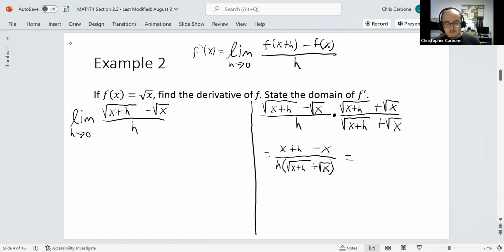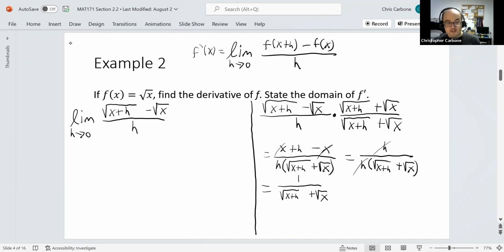The x's cancel in the numerator. We have h divided by h times the square root of x plus h plus the square root of x. The h's here cancel. And again, the x is over here canceled. This right here makes 1 divided by the square root of x plus h plus the square root of x.